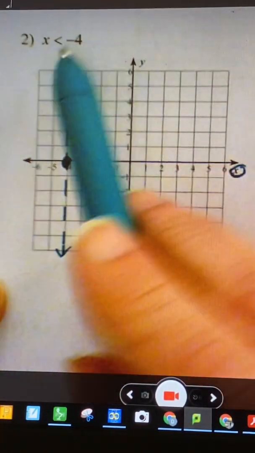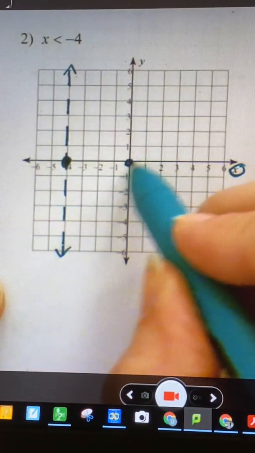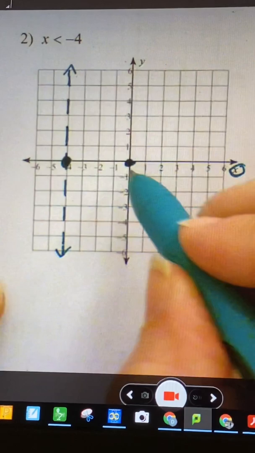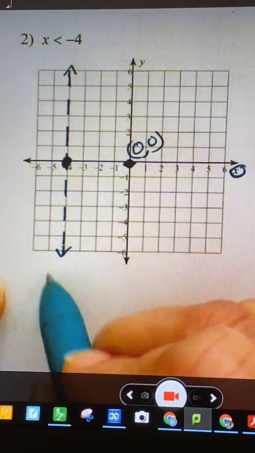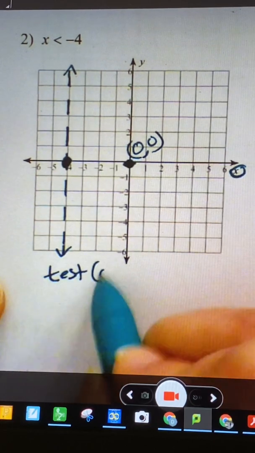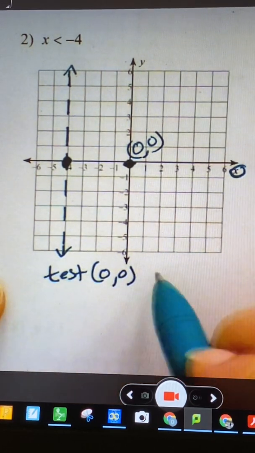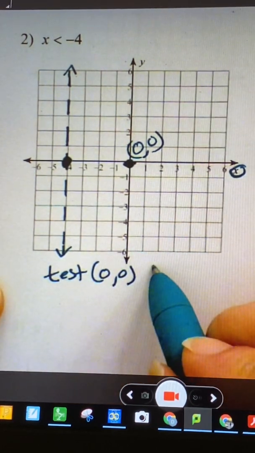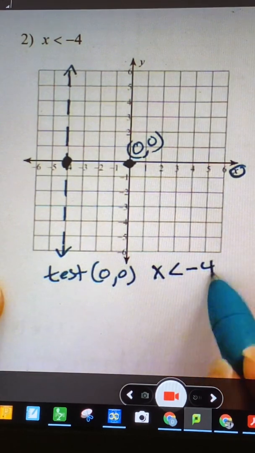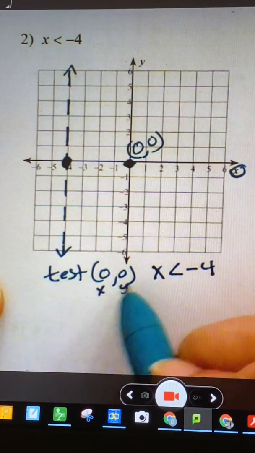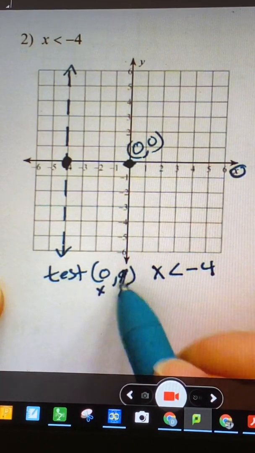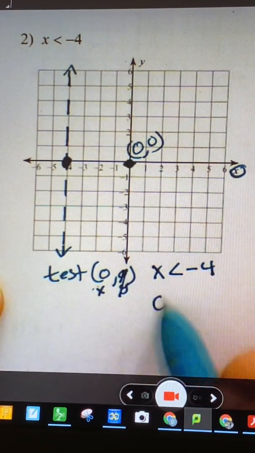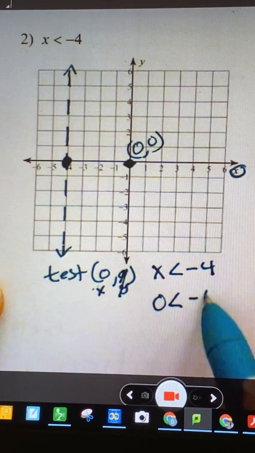So now I've got to figure out which side to shade. Well, let's use 0, 0. That's 0, 0, that's my test point. I'm going to come down here and write test 0, 0. And my original inequality is x is less than -4. This is my x and my y. I don't need a y because there's no y in the inequality. So I'm going to plug in my 0 where the x is. 0 is less than -4.